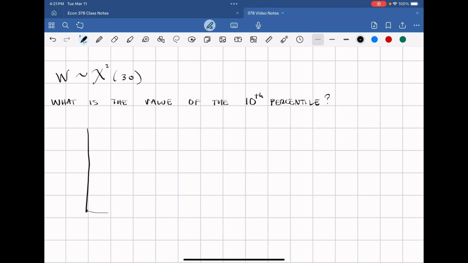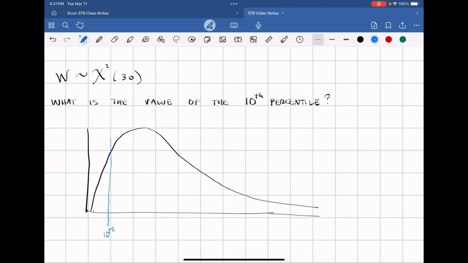So I'm going to go ahead and draw out approximately what a chi-squared distribution looks like. It's something like this. Okay, and so what we want to ask is, we want to find this value right here such that this is the 10th percentile, which means that 10% of the data is located here to the left. Well, that means that 90% of the data is located to the right. So what we're going to look up in the table is a chi-squared of 0.90.